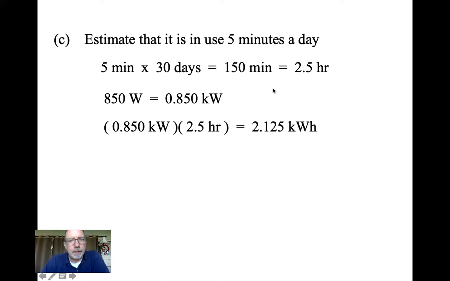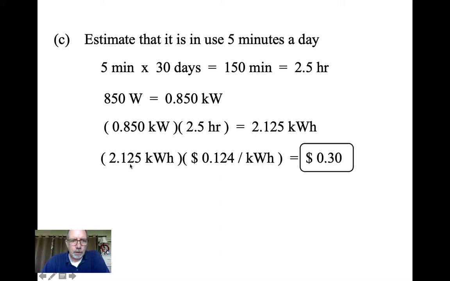And then the cost of that will be that number of kilowatt hours times $0.124 per kilowatt hour. Calculated to the nearest penny, it cost me 30 cents. So over the course of the month, it cost me 30 cents to operate that toaster. Which isn't that much, of course. However, you have a lot of things that use energy in your home, not just a toaster, but a whole bunch of other stuff, and it adds up.